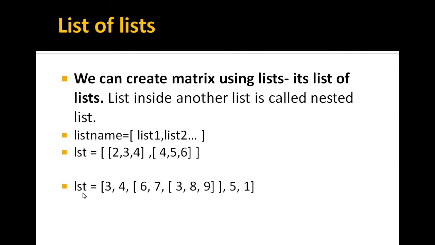In the next example, a list is being created that has 5 values. Please check here. The first value is 3, the second value is 4, the third value actually starts from this square bracket and goes up to this square bracket. So that is a list. The third value is a list. The fourth value is another integer value. The fifth one is another integer value.